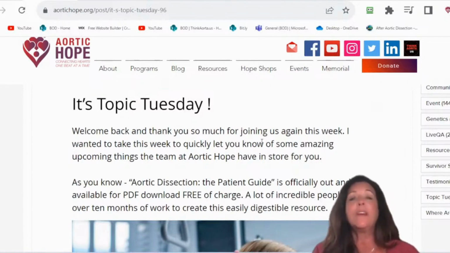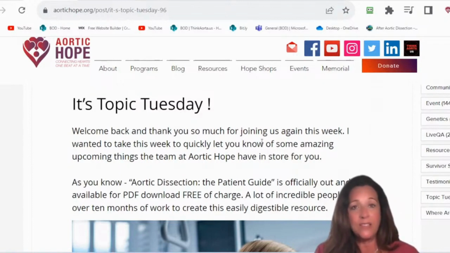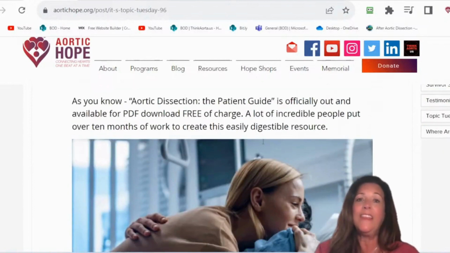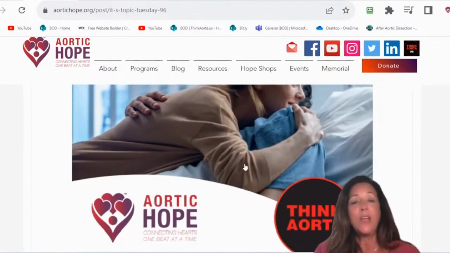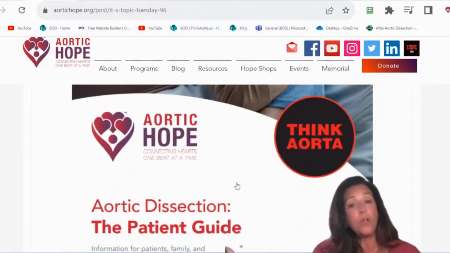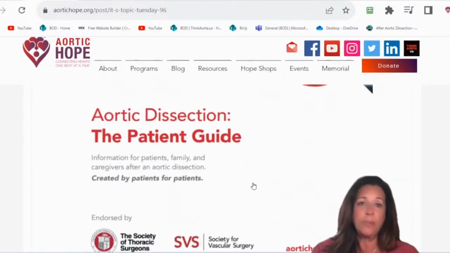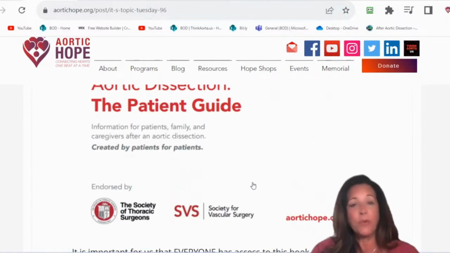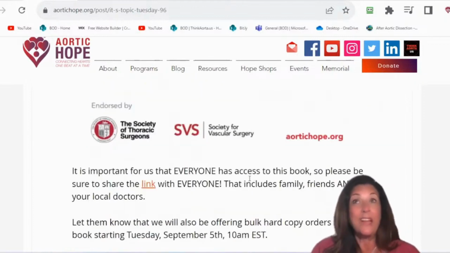But a lot of amazing people put a ton of effort into this guide, starting way back last year from our friends over at Aortic Dissection Awareness UK and Ireland. And then they were kind enough to allow us to bring this guide here to the US, where Think Aorta has supported Aortic Hope's presentation of this guide. And we've had our own clinicians and our own patient advocates participating in the editing and contributions. And we're also really pleased to say that the Society of Thoracic Surgeons and the Society for Vascular Surgery also endorsed this guide. So that's amazing in itself.